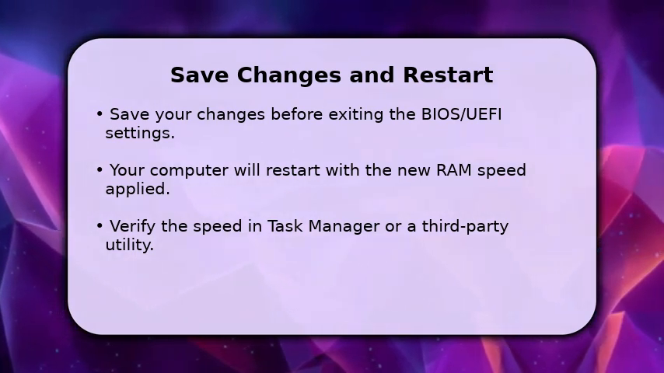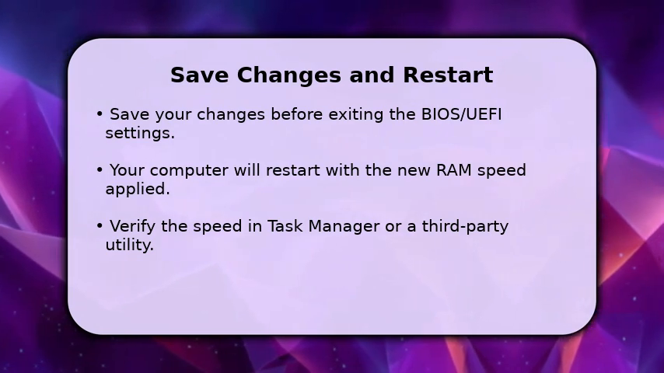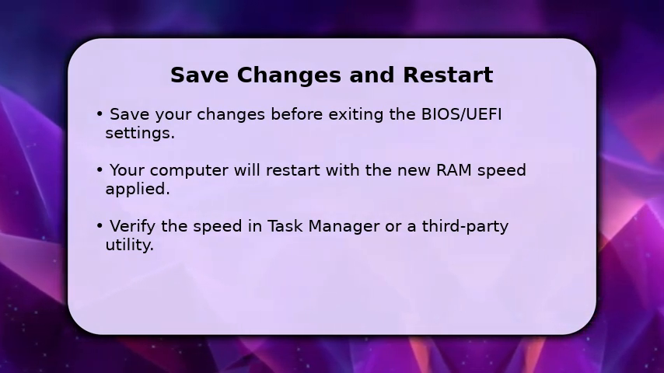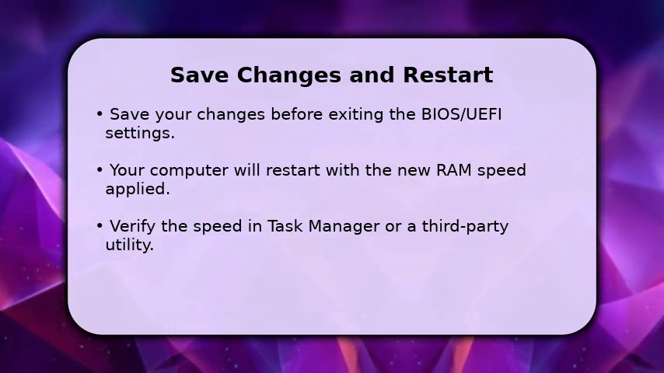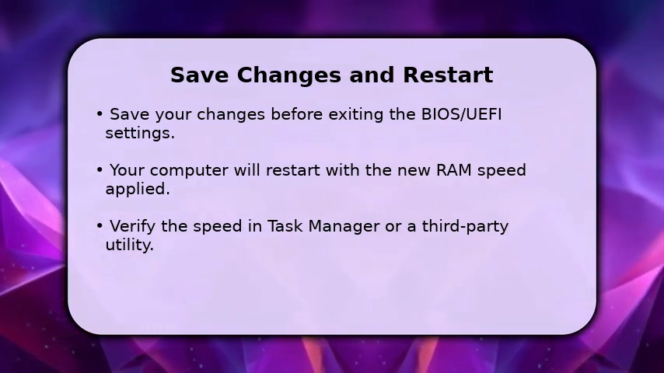Once back in Windows, you can verify the RAM speed by opening Task Manager, going to the Performance tab, and selecting Memory. You should see the speed listed as 3200 MHz. Enjoy your faster RAM.